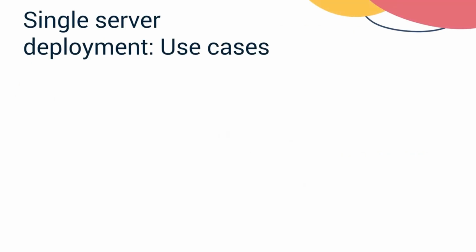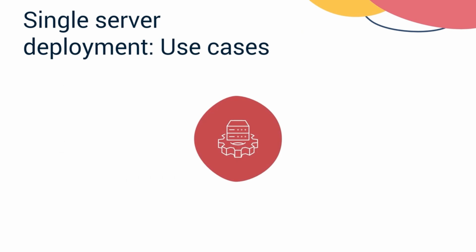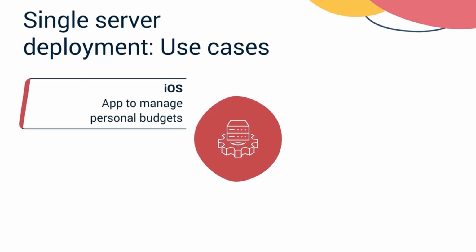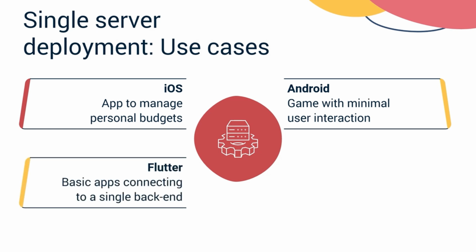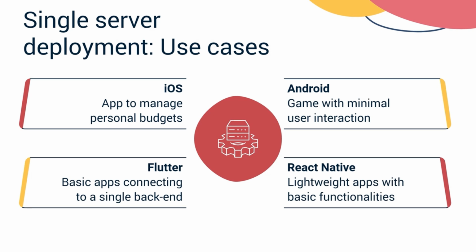Let's look at some use cases relating to various platforms or frameworks. An app for managing personal budgets on the iOS platform could start with a single server to keep costs low. On the Android platform, a game with minimal user interaction may also benefit from a single server deployment strategy during its initial launch. Flutter framework apps can easily connect to a single backend server using representational state transfer application programming interfaces, or REST APIs. Lightweight React Native apps with basic functionalities can also use this strategy.